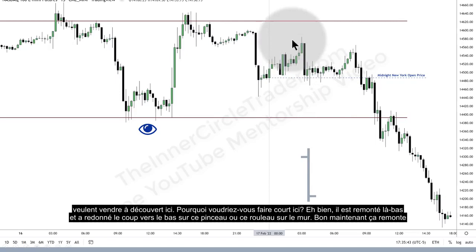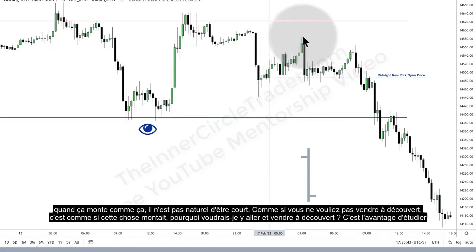Why would you want to go short here? Well, it went back up in there and redelivered the down stroke on that paintbrush or roller on the wall. Well, now it's going back up. When it's going up like that, it feels unnatural to go short. Like, you don't want to sell short. It's like, this thing's going up. Why would I want to go in there and go short?